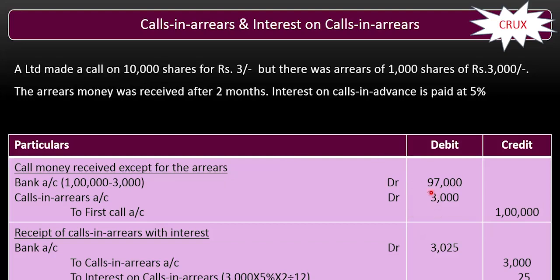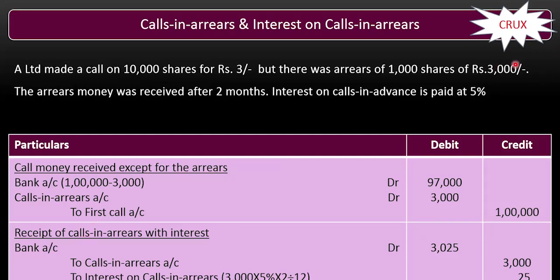Next comes that 3,000 which was not received. That is nothing but an asset which we are creating in the name of calls in arrears, because it is the money which we were supposed to receive but did not receive. And finally, credit the decrease in asset. We would have already debited share first call account at the time of the due entry. Now that is being reversed here.